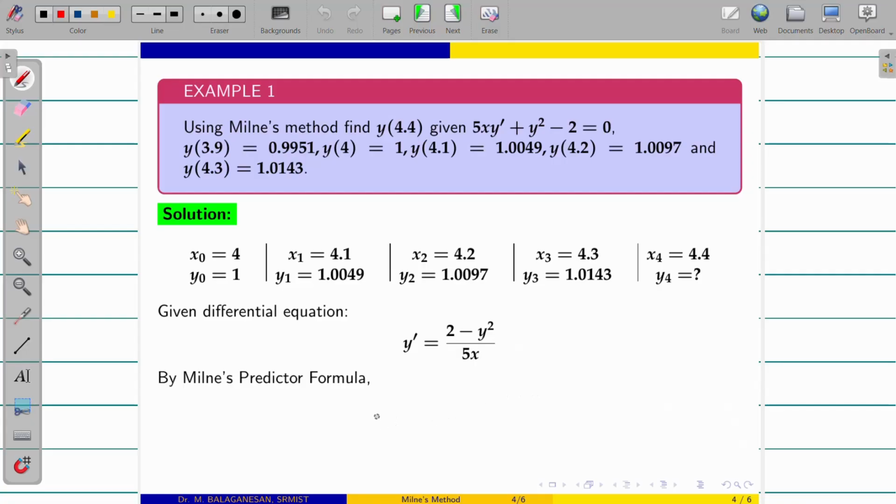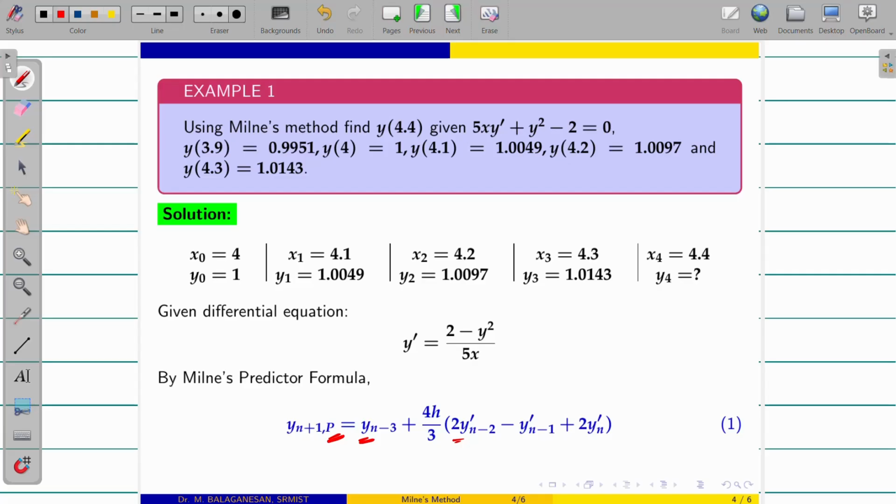Milne's predictor formula. Now take the predictor formula. Yn plus 1 comma p, if you want, you can write p, or you can leave that also, is equal to yn minus 3 plus 4h by 3, 2yn minus 2 dash minus yn minus 1 dash plus 2yn dash. So look at that, yn here, yn dash here. Do not confuse both. Got it? Here the dash derivative won't be there. The dash represents derivatives.